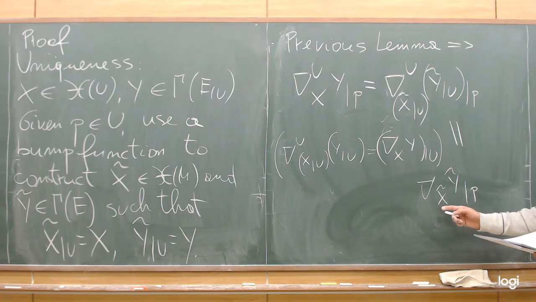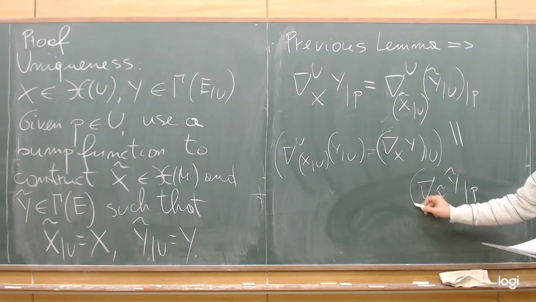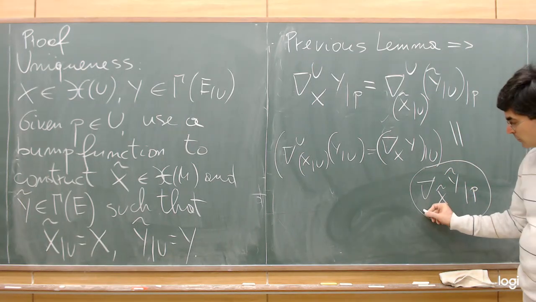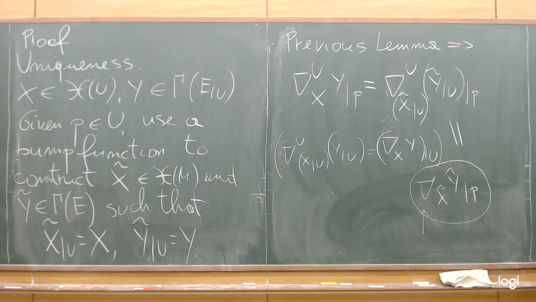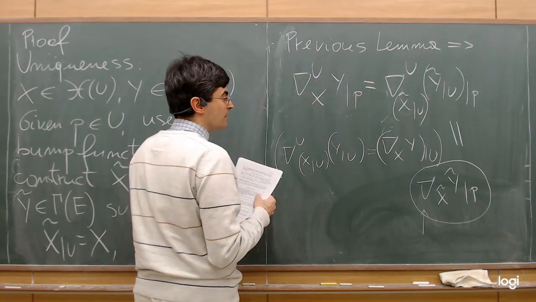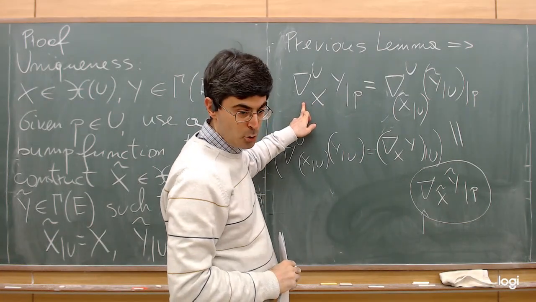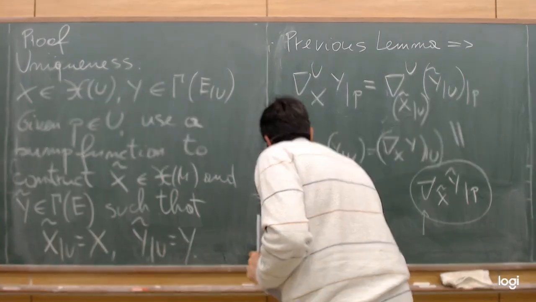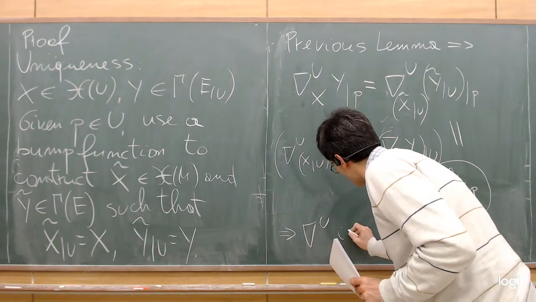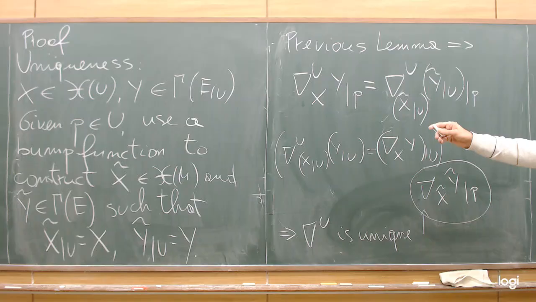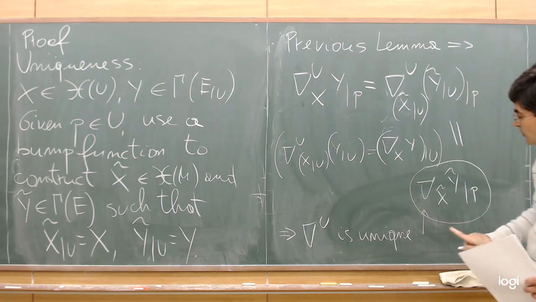So observe now what we have here. This is something which depends only on nabla, and this means that if nabla u exists, then it is completely determined by nabla. So it is unique. And the formula is on the blackboard. This one is equal to this one.